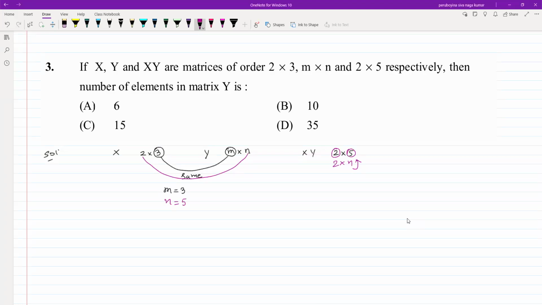Now, coming to the question, number of elements in matrix Y. Y actually, its order was, according to the question, m by n. That means matrix Y, m value 3, n value 5. That means number of elements, 3 rows and 5 columns, number of elements will be 15. Option C is correct.